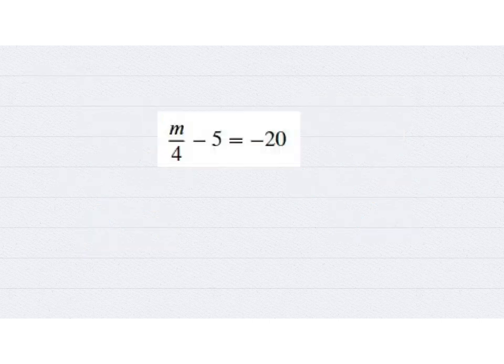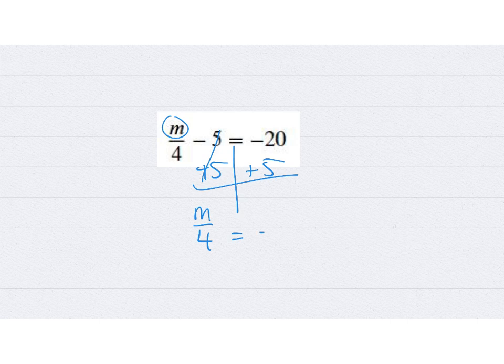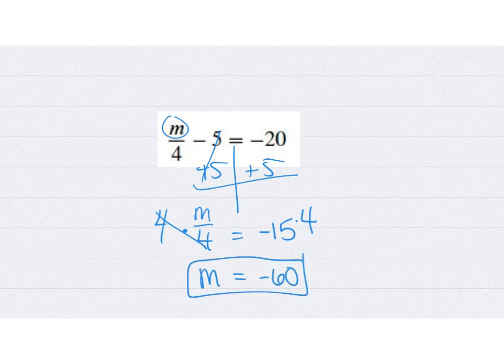And the last example, just another type. Add 5, add 5. M over 4 is equal to negative 15. And multiply by the denominator to get rid of it. M is equal to negative 60. And that's it.